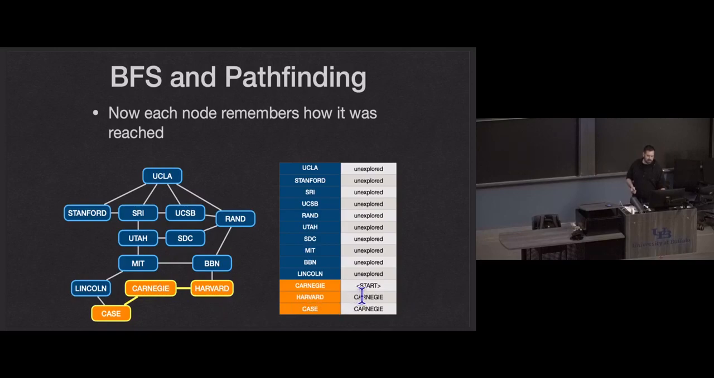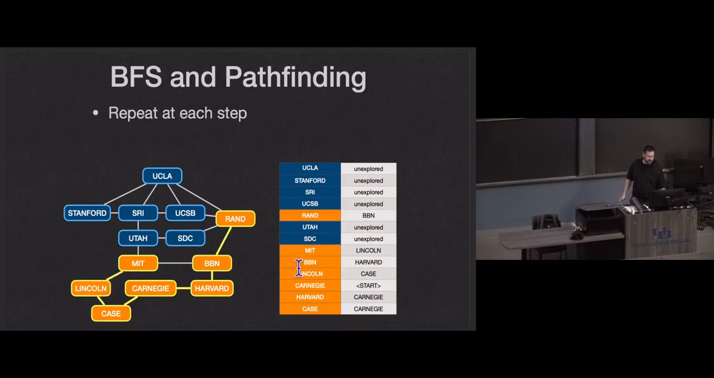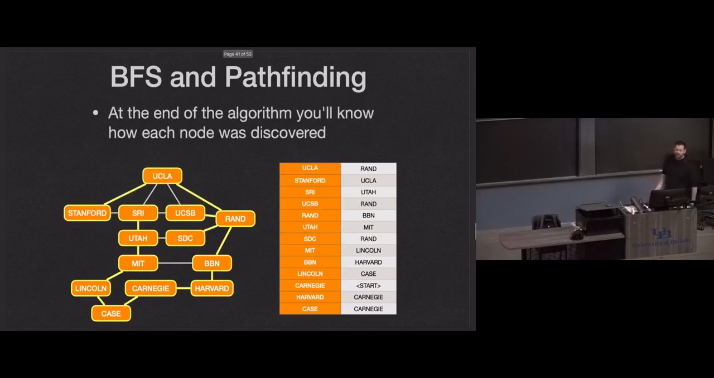Case was discovered by Carnegie. BBN was discovered by Harvard. MIT was discovered by Lincoln, we decided. Could have been BBN, would have been just fine. And keep track of that throughout the whole runtime of the algorithm. So don't keep track of just the distance, but keep track of the node that discovered it.